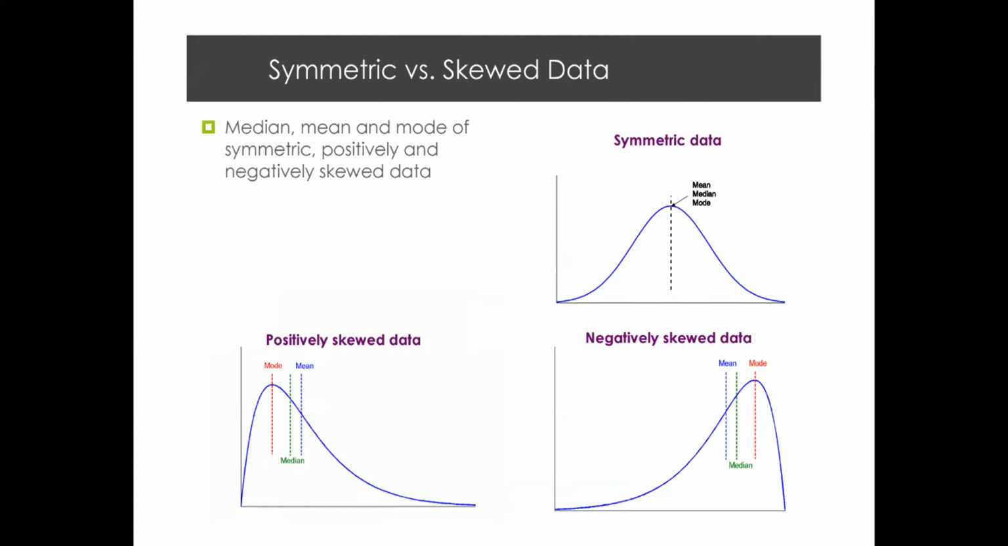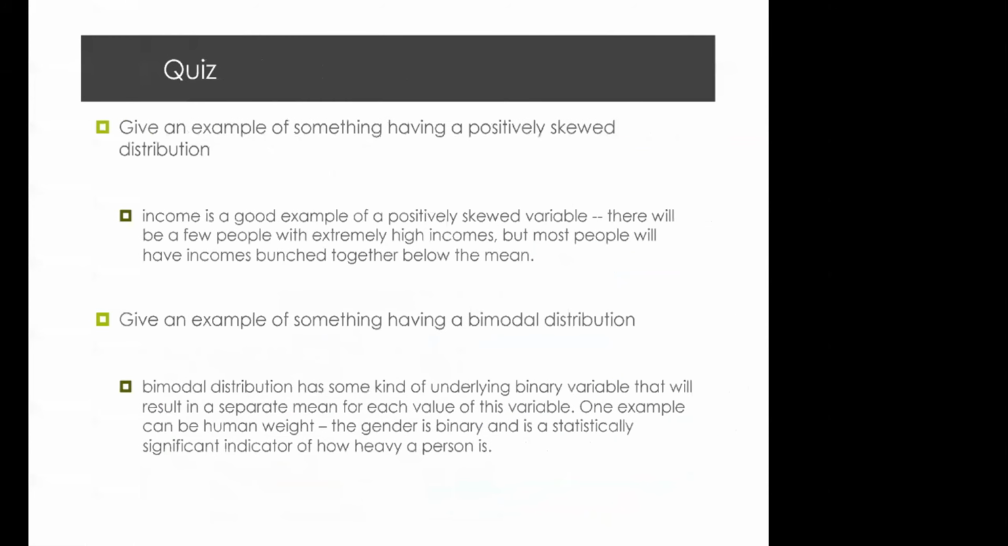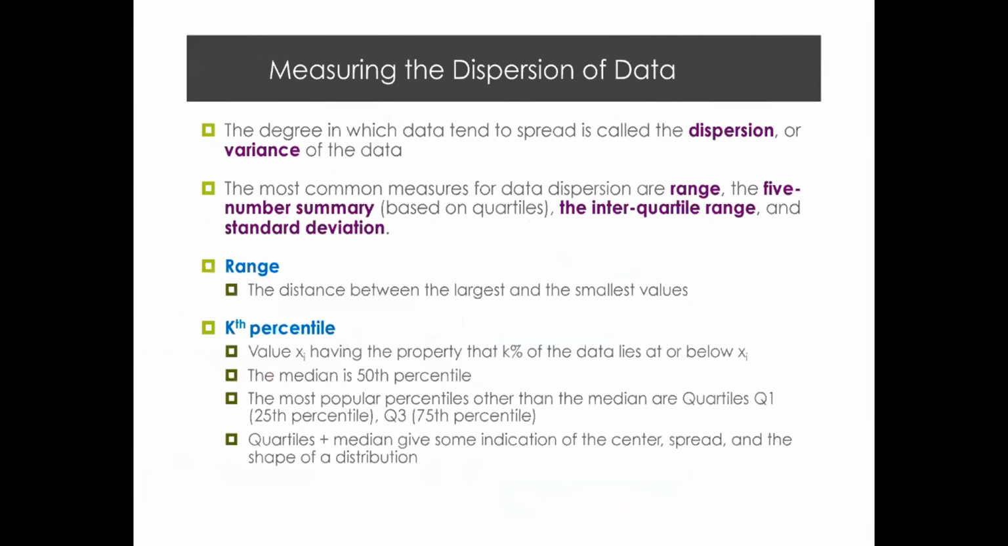This is the measuring of central tendency. Next, we can discuss the measuring of dispersion of data. In measuring the dispersion of data, the degree to which data tends to spread is called the dispersion or the variance of the data.